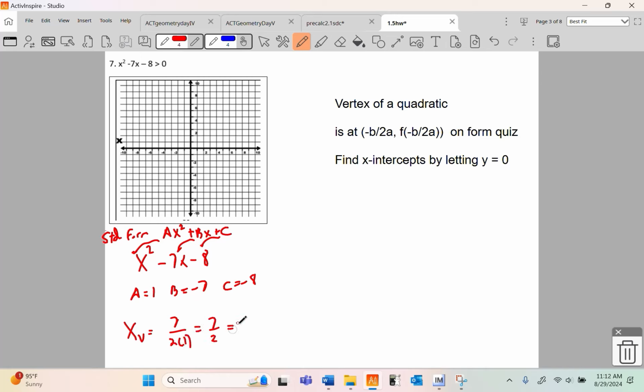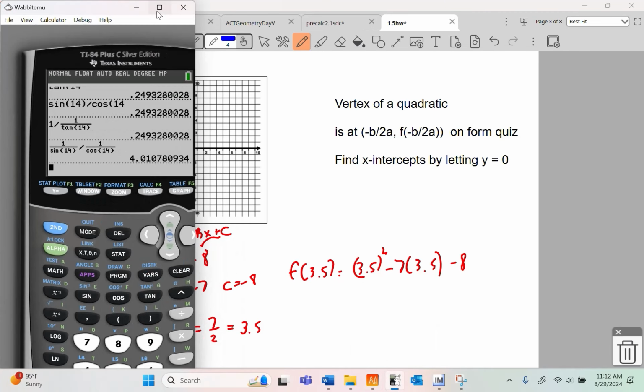You guys like decimals. 3.5. To get the y-coordinate, we plug that back in. So now we're going to find f of 3.5. That's going to be 3.5 squared minus 7 times 3.5 minus 8. And mentally, I'm not here today.